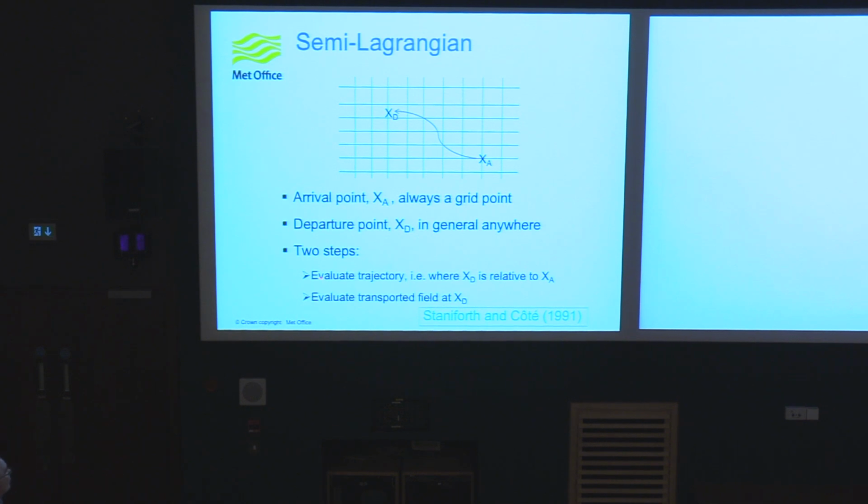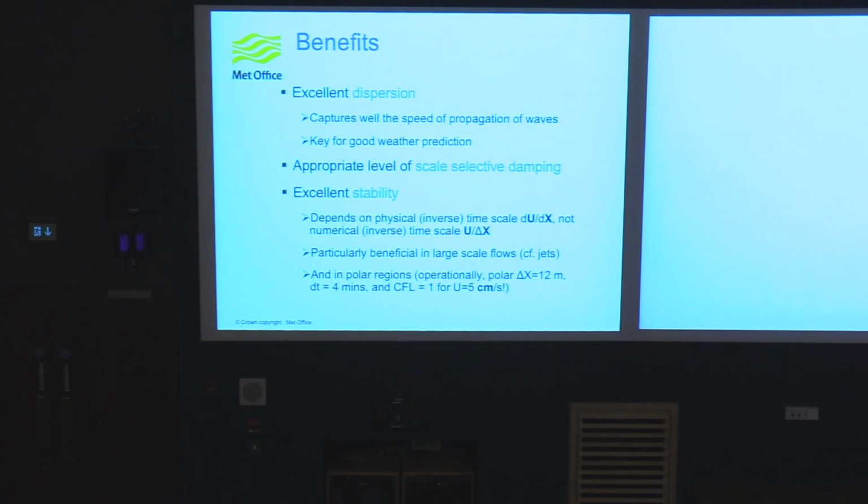So there are two steps. First one is to evaluate the trajectory, i.e. where is this departure point relative to our grid point of interest, the arrival point, and then we have to evaluate whatever the field is we're interested in at that departure point. So what are the pros and cons of this approach, this semi-Lagrangian approach? One of the key points from a weather forecasting point of view is that it has excellent dispersion.